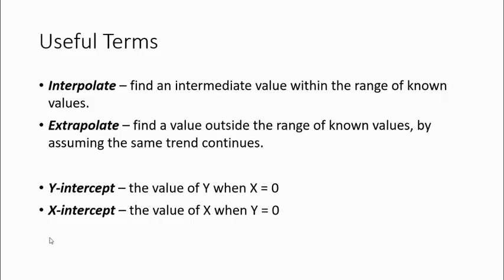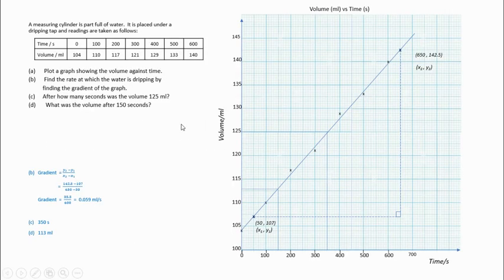Let's just quickly look at some terms that we sometimes use in relation to graphs. To interpolate means to find an intermediate value within the range of known values. So that's actually what we did for parts C and D of the question. We interpolated. We found intermediate values of the quantity that were not actually measured. We measured for 121 and we measured for 129, but to find the in-between value of 125, we had to interpolate.